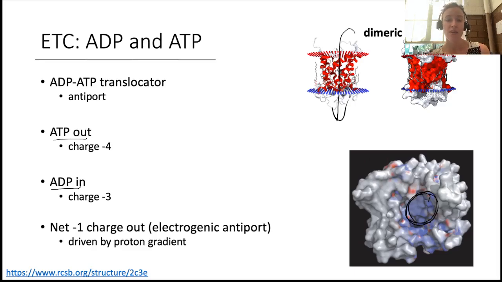We'll talk about this again on the next slide when we draw it, but this transporter is powered by the proton gradient in kind of a roundabout way, in that it's doing electrogenic antiport. If it's sending a -4 charge molecule out and a -3 charge molecule in, then that is a net charge difference of 1. So it's sending 1 negative charge out. We'll talk about that again as I draw.